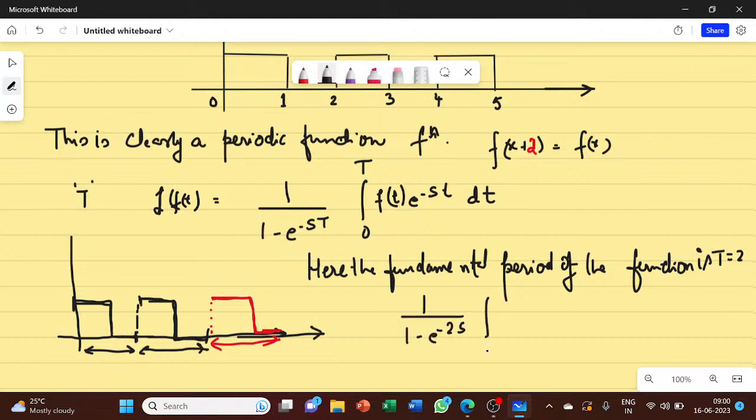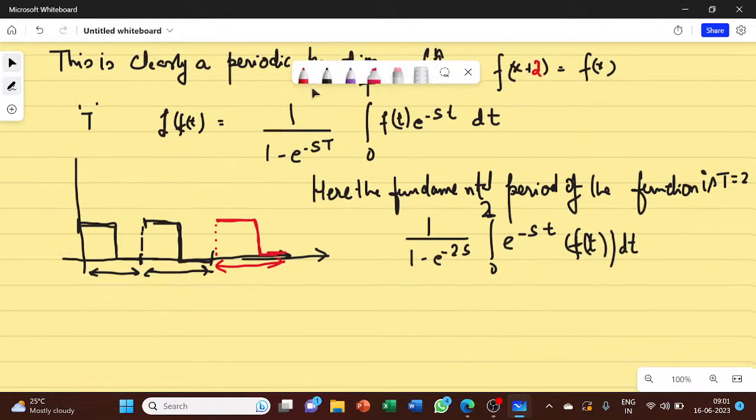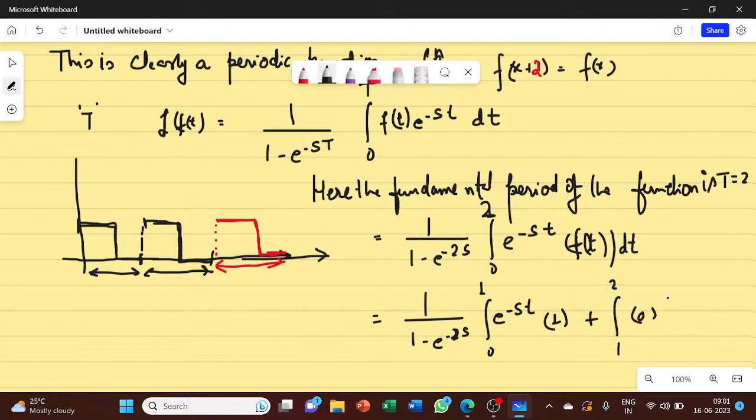So if I use T equal to 2, what I'll get is 1 upon 1 minus e to the power 2s, integration from 0 to 1, because from 1 to 2 it is 0 only. So I'll eventually have to integrate from 0 to 1 only, e to the power minus st f of t. Now from 0 to 1 it is 1 and from 1 to 2 it is 0, so I'll get e to the power minus 2s, integration from 0 to 1 of e to the power minus st. From 1 to 2 it is 0, so forget about this integration, not needed. It will obviously go to 0. So only this integration is going to survive.